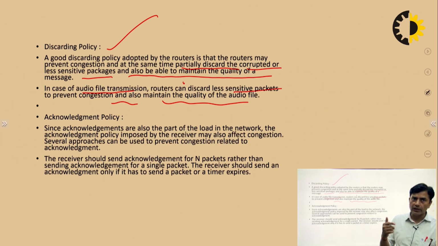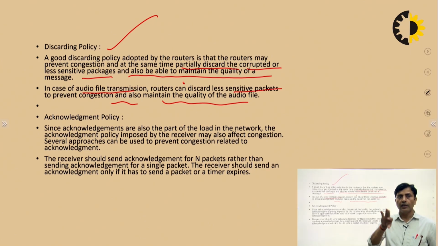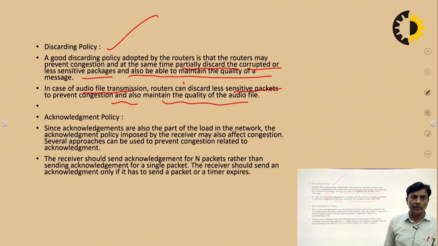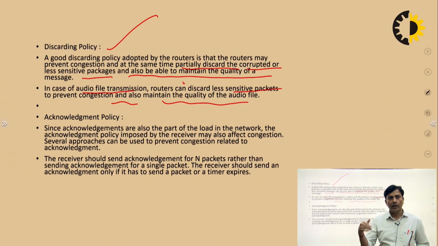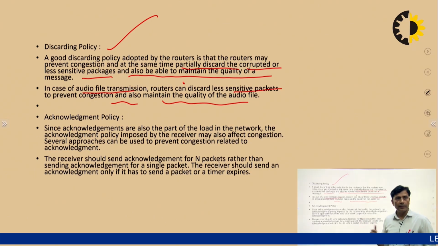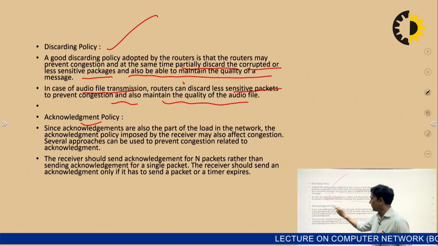So there should be a discarding policy on the basis of the input data. Which type of data is there? Certainly, if there is textual data, then we cannot discard, because discarding may lose the information. But in the case of audio, video, images, we can drop some packets which are least sensitive. Why may they be dropped? To avoid congestion, to reduce the congestion. Then the other is the acknowledgement policy.